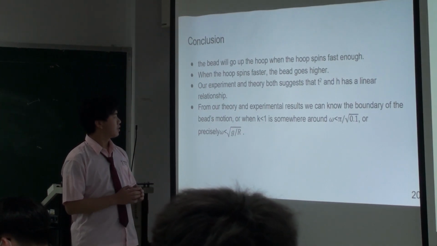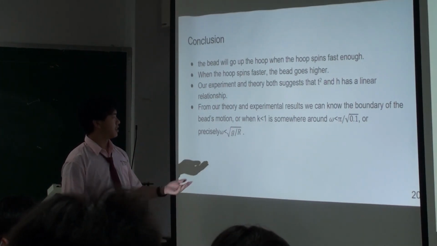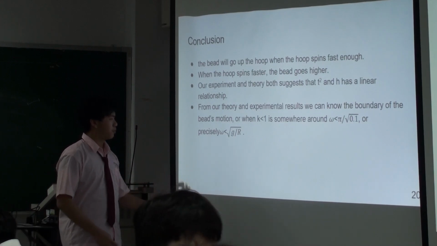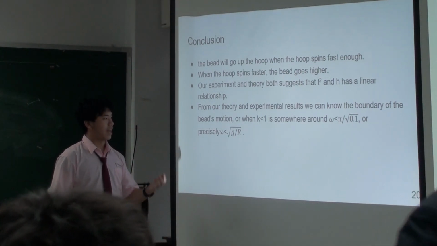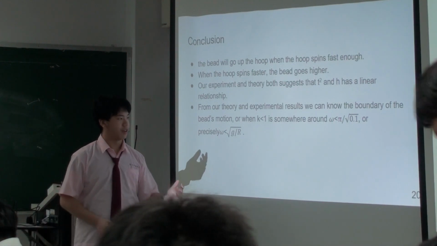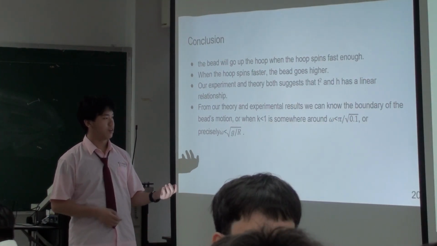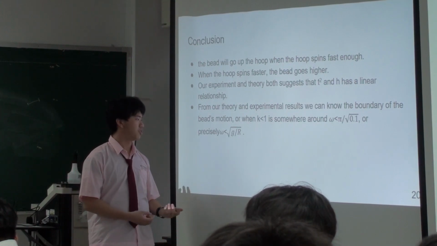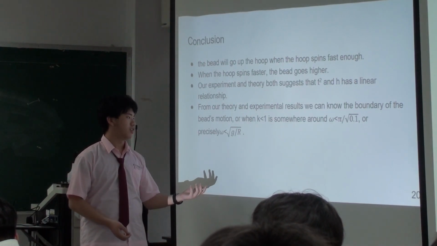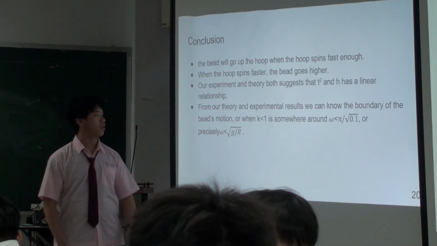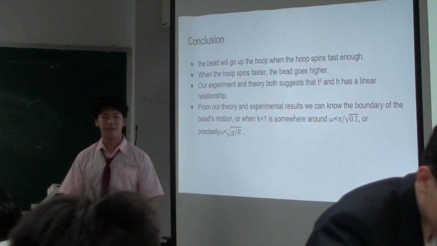And from theory, we can see this conclusion, which is the boundary of the bead's motion. When k is smaller than 1, it's somewhere around omega smaller than pi over the square root of 0.1, or precisely omega is smaller than the square root of g over R, which I have just stated before. Okay? So, thank you for listening.